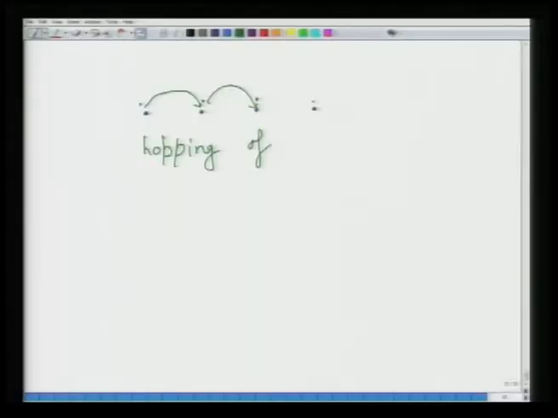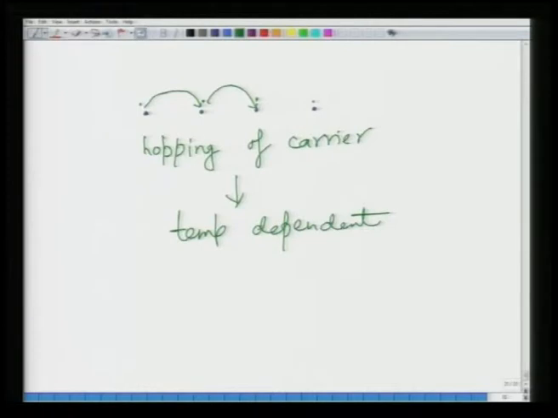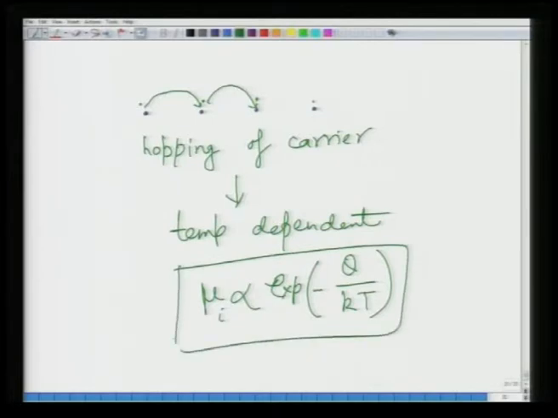Now, as you can see, since this is a hopping related phenomenon, hopping of carrier, and this hopping tends to be temperature dependent, just like diffusion. As a result, in these systems the mobility which you see is dependent upon temperature in the form of exponential minus some energy q divided by kT, and so this mu would be of this form in ionic systems as a result of this thermally activated hopping phenomenon.